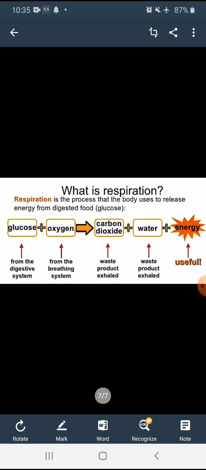See here, what is respiration? It is the process that the body uses to release energy from digested food. How? Glucose from the digestive system and oxygen from the breathing system. When they are combined, what will they form? Carbon dioxide, water plus energy.